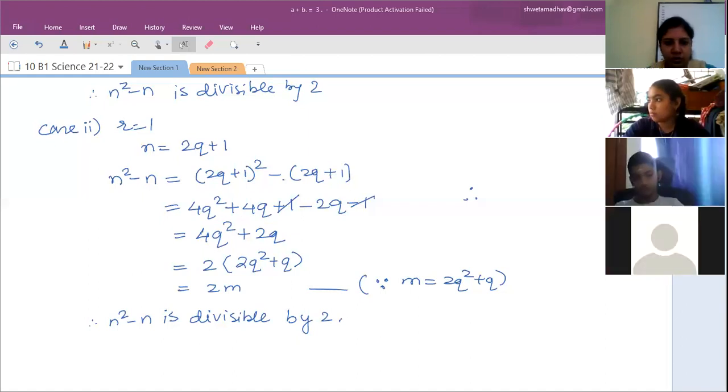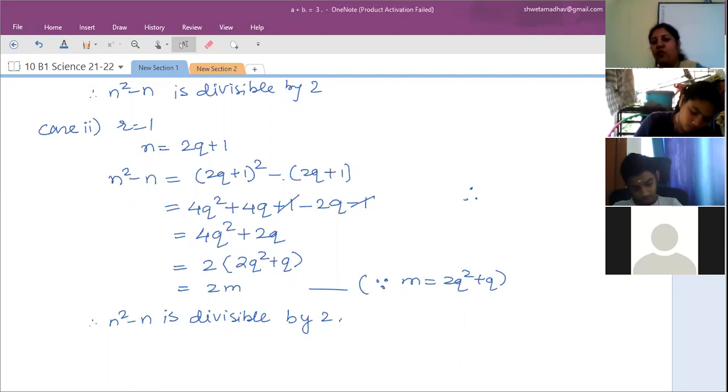Now from the worksheet, 69 we have solved. 70th you can solve now. Show that square of any positive integer cannot be of the form 3m plus 2. That you can solve. Should we do contradiction? No contradiction. Directly you have to tell that the square of any positive integer is of the form 3m or 3m plus 1.